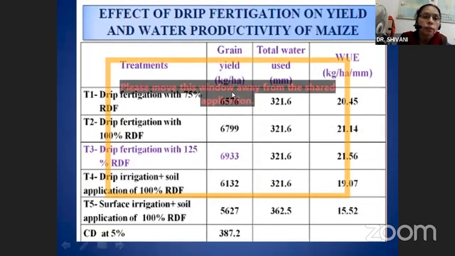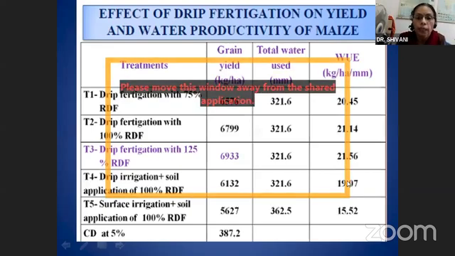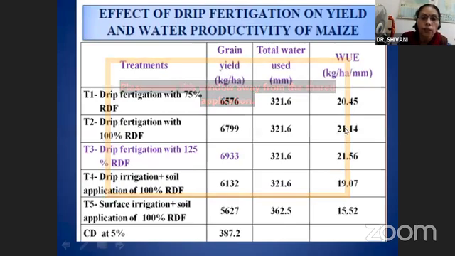This is the effect of drip irrigation on yield and water productivity of maize. There are many treatments here where we are using surface irrigation and drip irrigation with the recommended dose of fertilizer, then less than the recommended dose, and more than the recommended dose. And in all cases where we are using drip fertigation, the water use efficiency is increasing.